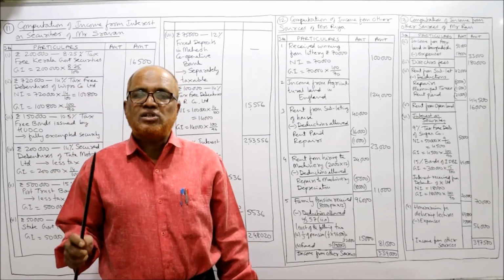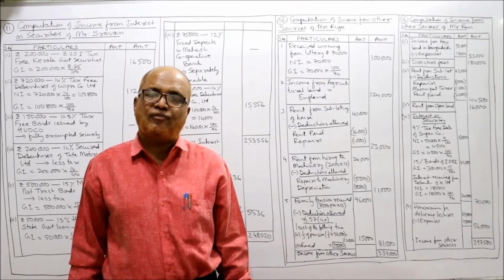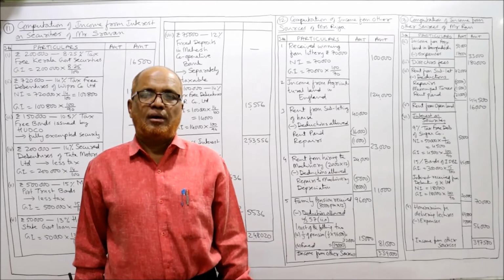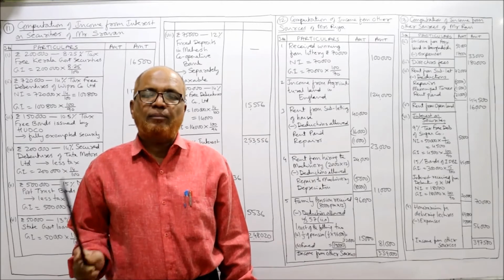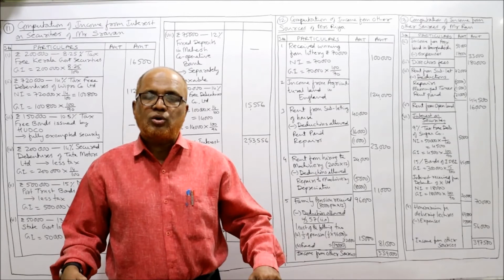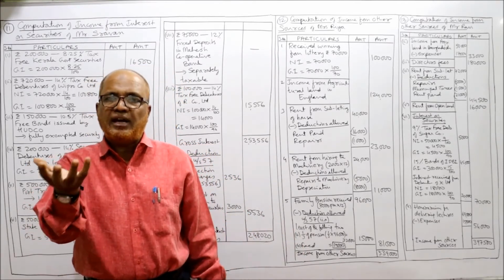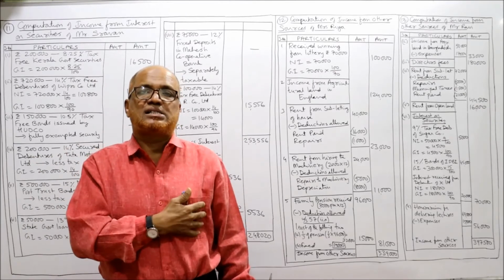First of all, winning from lottery is a casual income. It's a part of income from other sources. But here winning from lottery should be taken at the gross amount, not the net amount. I already told you in the previous video. Winning from lottery, the winner will get the net amount after TDS.